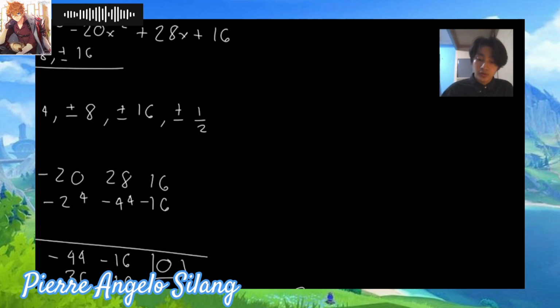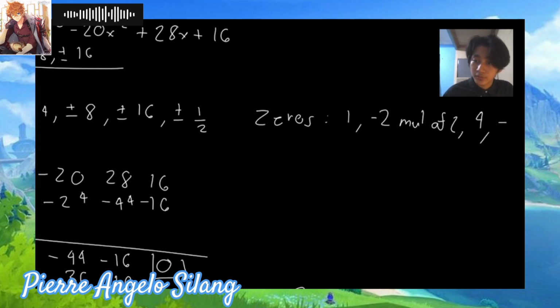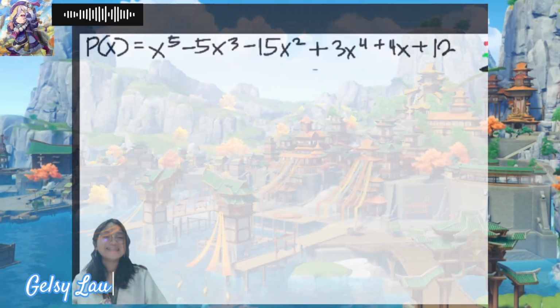Now, all of our possible zeros are positive 1, 2, negative 2, multiplicity of 2, positive 4, and negative 1 half.